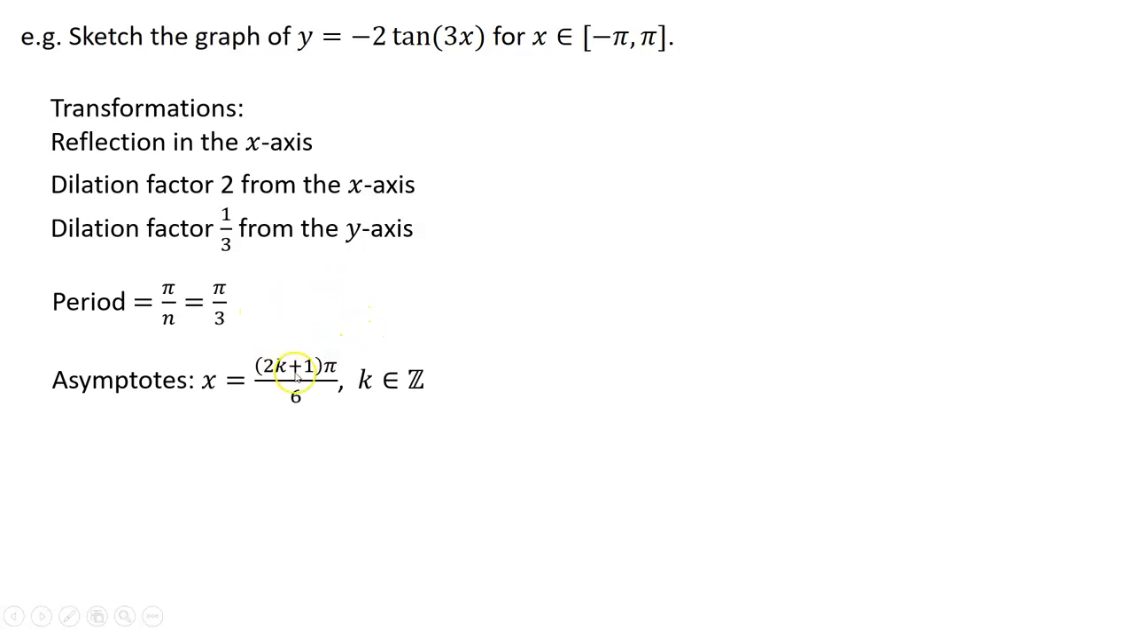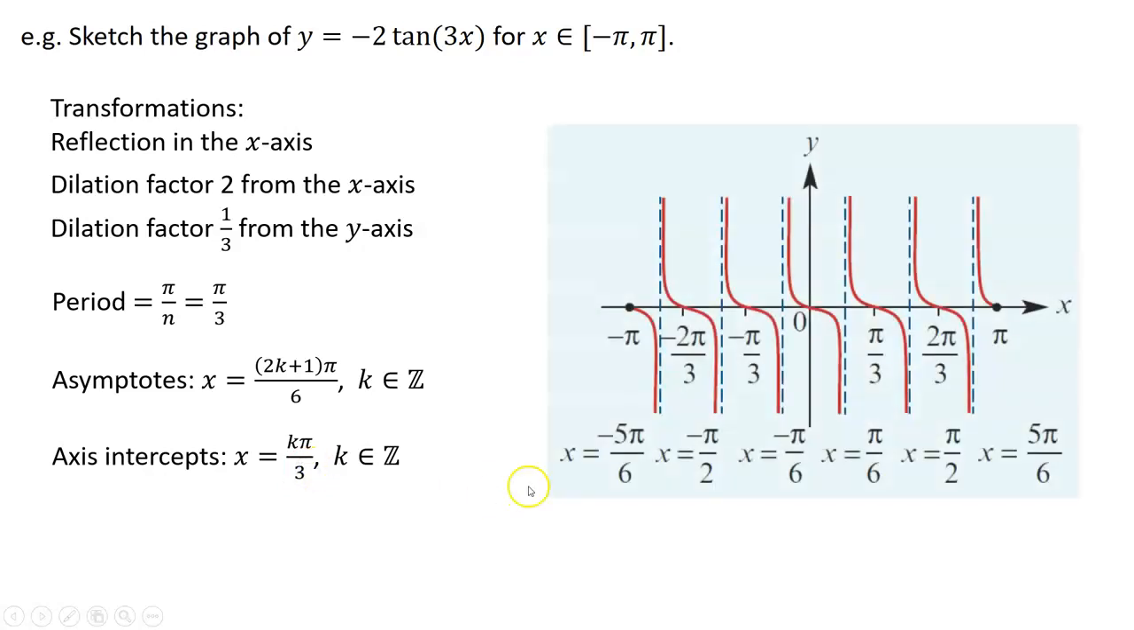And my asymptotes are odd multiples of pi divided by 2 times 3, because we've got this third here, so on 6. My axis intercepts are at integer multiples of pi on 3. And so this is what my graph looks like. I've got my endpoints clearly coloured in, and I've got my asymptotes labelled.